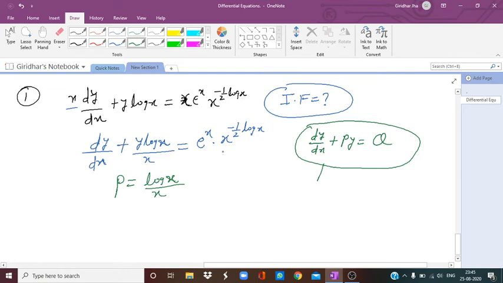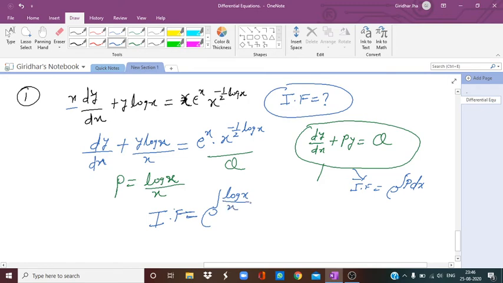ठीक है. और q हमारा ये पूरा टर्म है, बट अपने को चाहिए क्या? इंटीग्रेटिंग फैक्टर. सो इस फॉर्म का इंटीग्रेटिंग फैक्टर, ऑल ऑफ यू नो व्हाट इज इंटीग्रेटिंग फैक्टर ऑफ दिस फॉर्म? दिस इज e to the power ∫p dx. सो इंटीग्रेटिंग फैक्टर ऑफ दिस e to the power ∫(log x upon x) dx. ठीक है. अब आप इस इंटीग्रेशन को इंटीग्रेट कर लें.